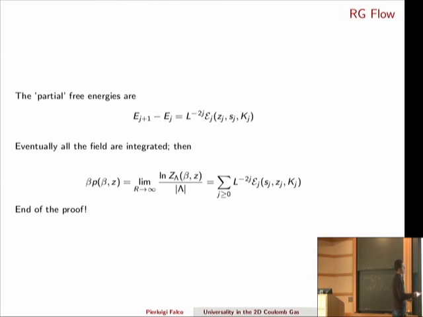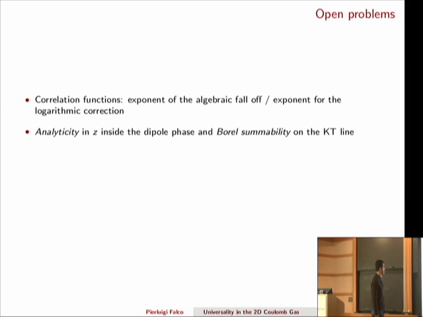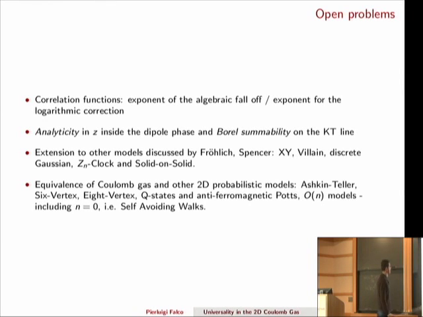If I call this difference E_{j+1}, this curly E, you discover that there is a factor L^{-j} that multiplies this object. So this is a convergent series, and this is basically the proof of your thing. Let me just take a couple of minutes for two of the open problems.